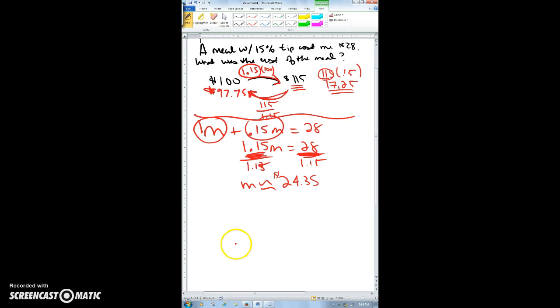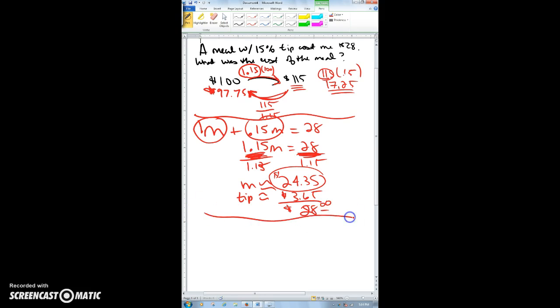Okay, now if you want to check your answer, you can multiply this by 0.15 because that is what happened originally. Like in the original problem, someone could have multiplied that by 0.15 and added, so the tip is approximately 3.65, and you do really get $28. Sorry about that, my battery is going to die here.